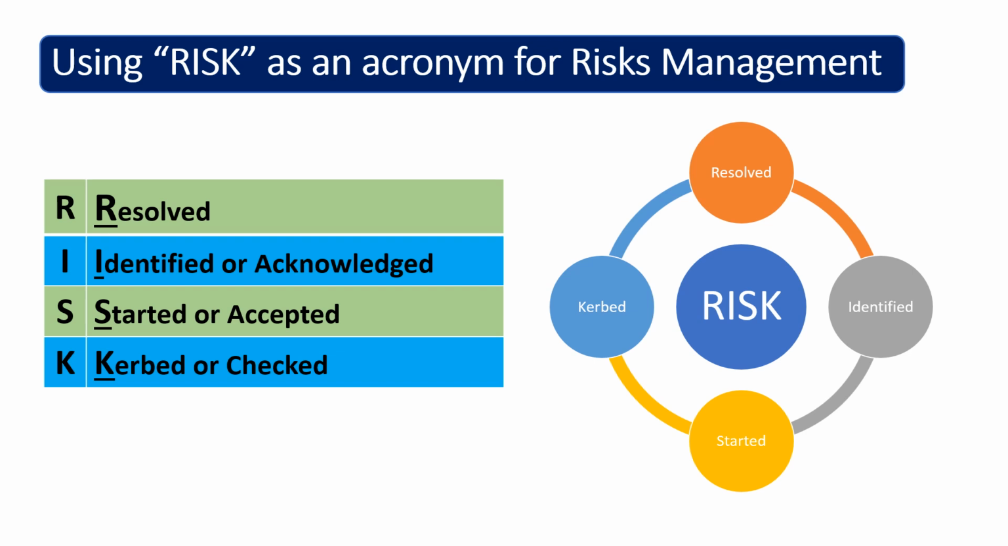Now, we know that ROAM is the potential acronym for it, but I just thought, can we use another acronym to remember these four steps? Can we expand RISK as an acronym for risk management, where R is for resolved, I means a risk has been identified, owned or acknowledged. S means it has been started or accepted. K is that the risk has been curbed or checked or restrained. So this is how we can use RISK as a method to remember four key techniques of risk management.